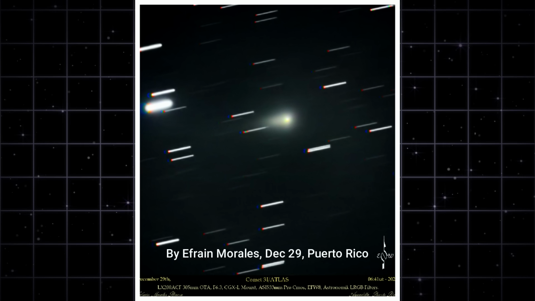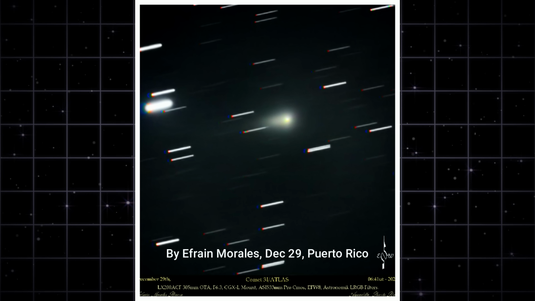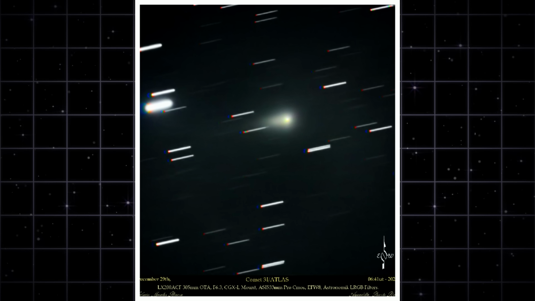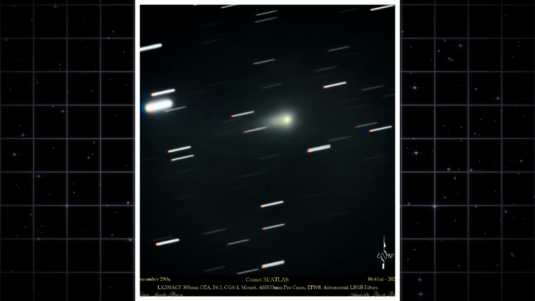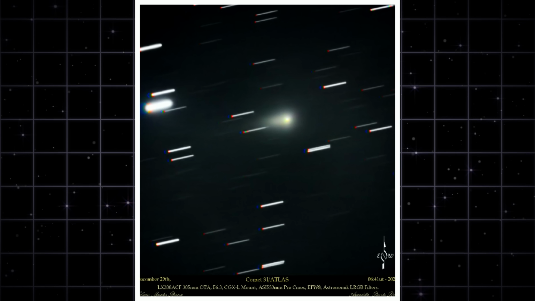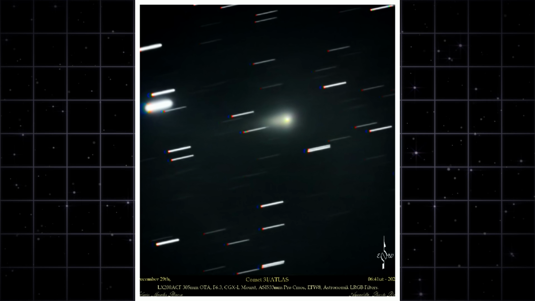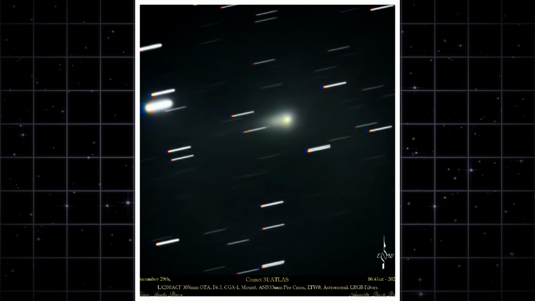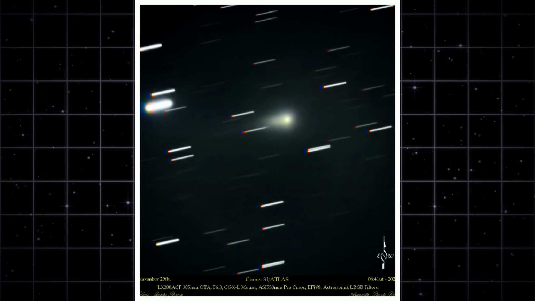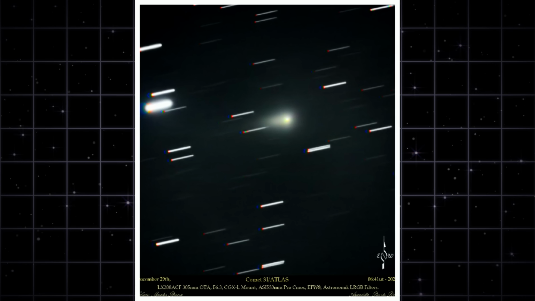Now we add motion. The stars are streaked because the telescope is tracking the object itself. That tells us direction, and it tells us geometry. What matters most is what does not change. The coma stays compact. The dust remains aligned. There's no sudden restructuring. Different night, different observer, same behavior. That consistency is already a signal.